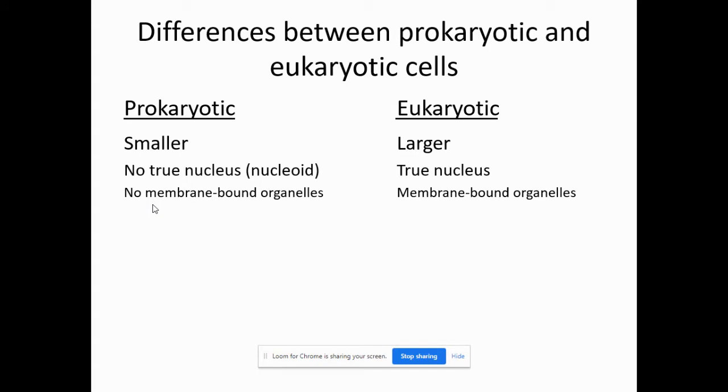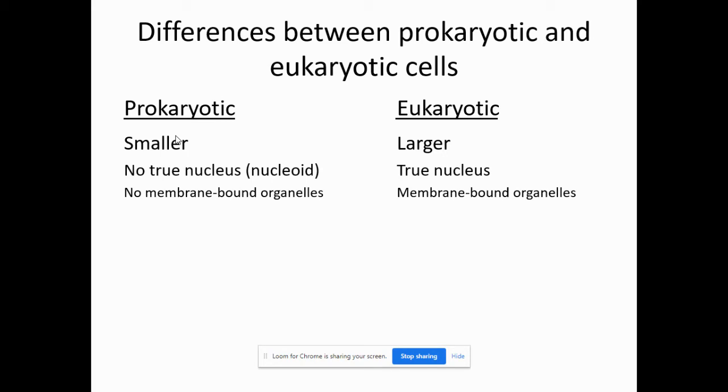All right, so there are two big categories of cells. You have your prokaryotic cells and your eukaryotic cells. So these are three big differences between the two groups. Prokaryotic cells are smaller. So you can see them with a light microscope, but you're going to have to use a higher power objective lens than for a eukaryotic cell.